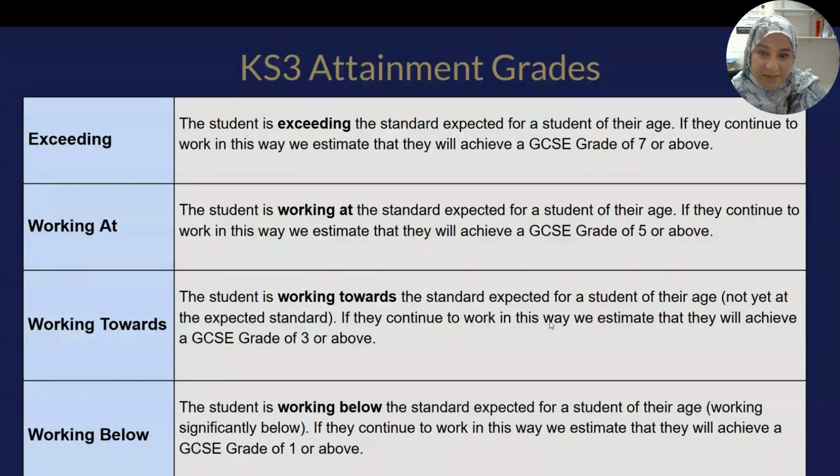Working towards is the standard expected for a student of their age, not yet the expected standard. If they continue to work in this way, we estimate that they will achieve a grade 3 or above at GCSE. Working below, the student is working well below the standard expected for a student of their age, and that means if they continue working in this way, they could achieve a GCSE grade of 1 or above.